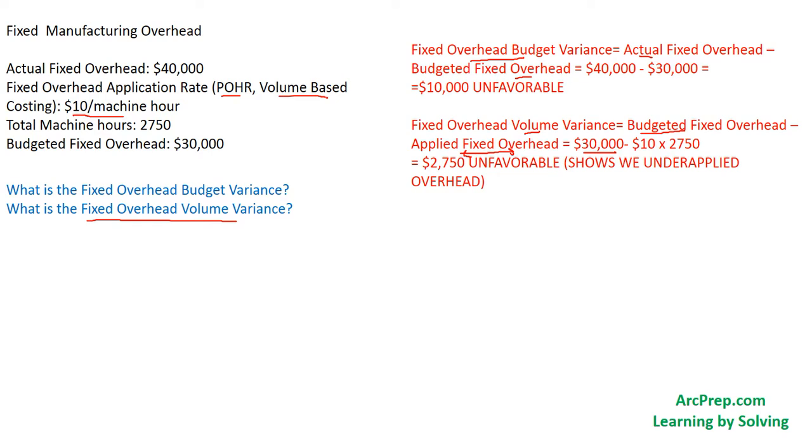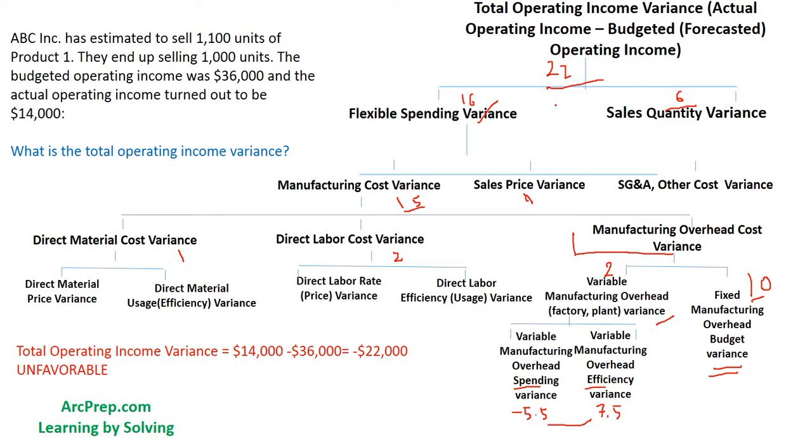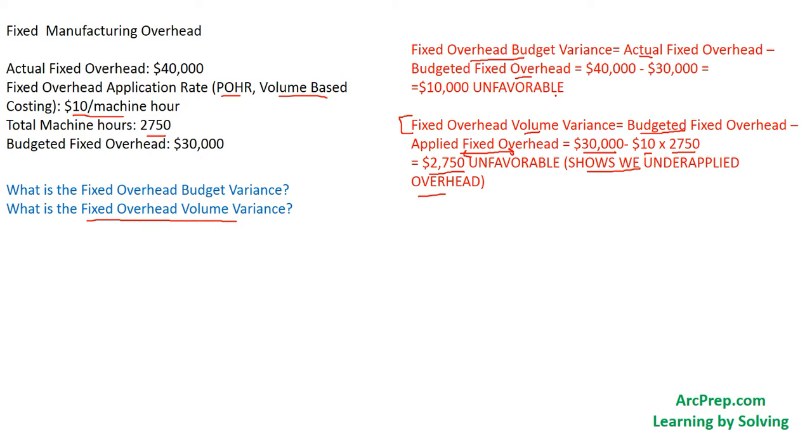We are using volume based, not activity based. And total machine hours turns out to be 2,750. So 10 multiplied by 2,750. It's unfavorable 2,750. It shows that we have underapplied the overhead. It is something nice to know. Again, it doesn't explain the 22,000 difference, but it's something you might be asked about, like what the fixed overhead volume variance is, and it is basically the budgeted fixed overhead minus the applied fixed overhead.